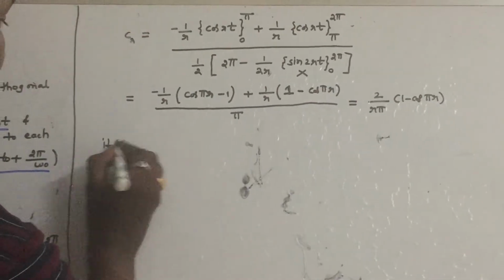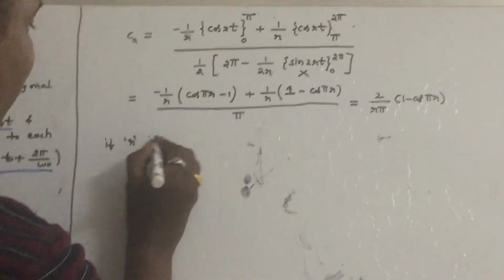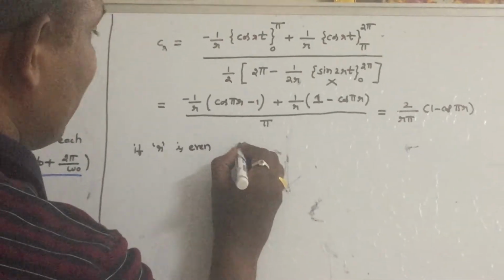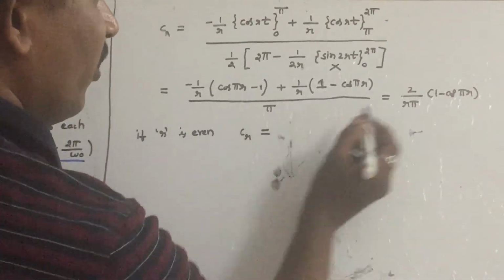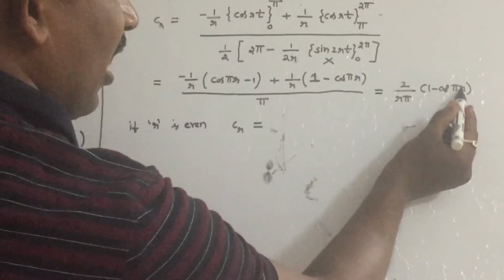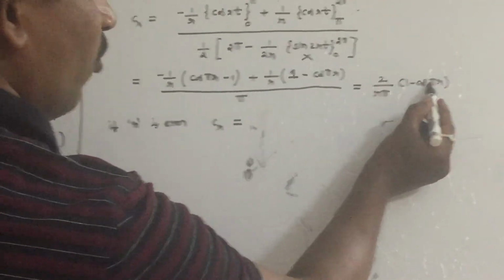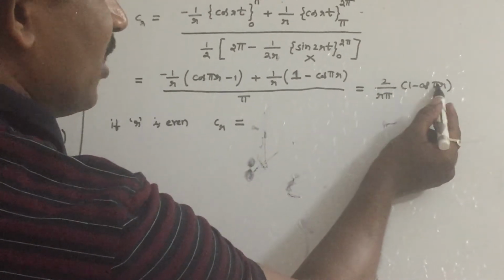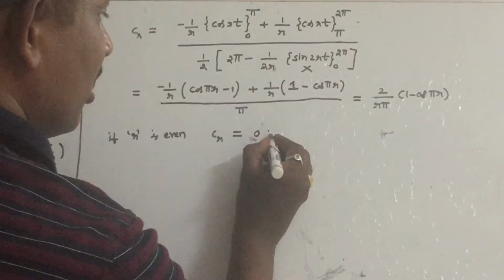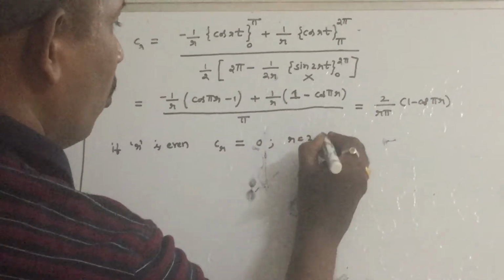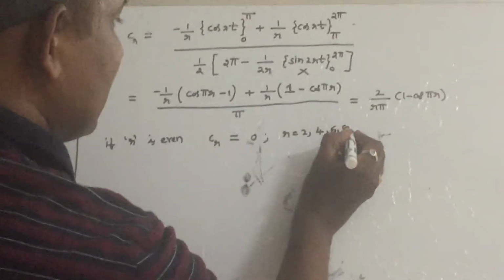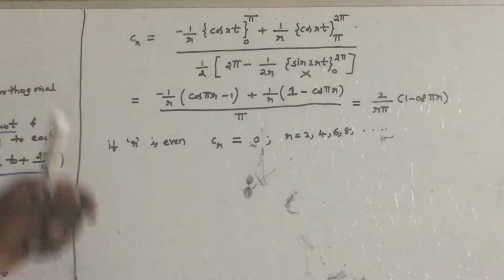Suppose r is even, if the coefficients are even. So you can see that cos 2 pi is 1, cos 4 pi is 1, cos 6 pi is 1, and 1 minus 1 is 0. So therefore all the coefficients are 0 for r equal to 2, 4, 6, 8, and so on. All these coefficients are 0.